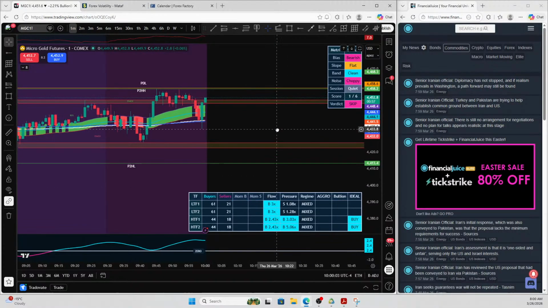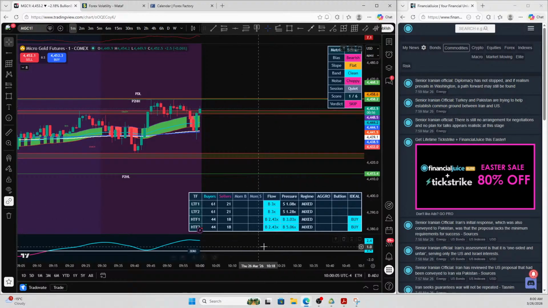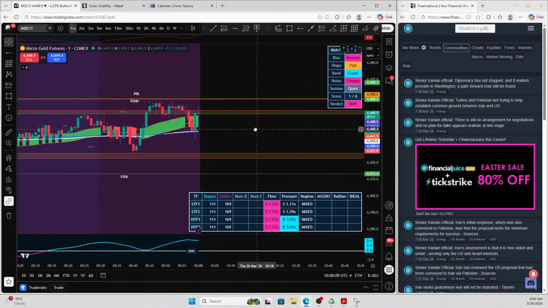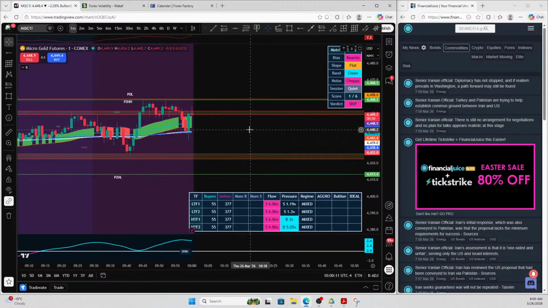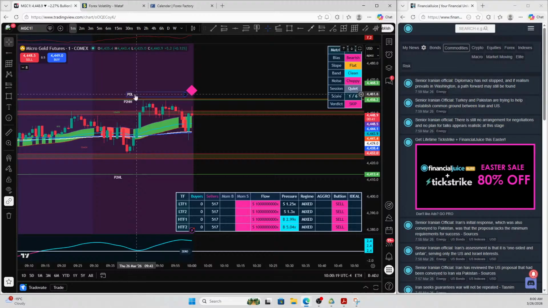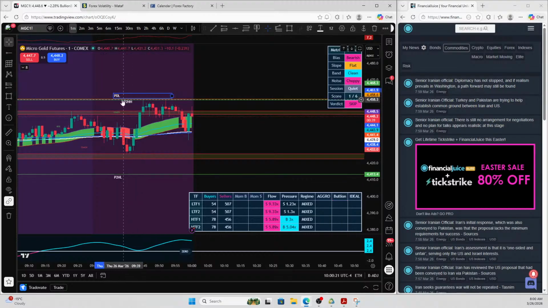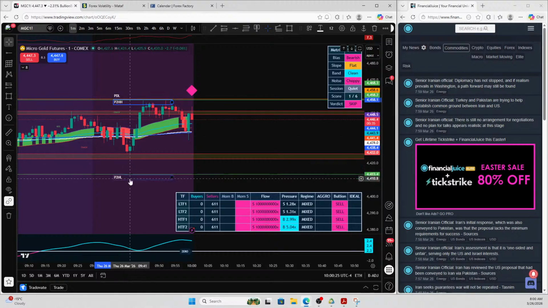Not sure. Right now, volume is... we'll have to wait for now, and we'll have to see how the direction really takes shape. And that's when we will go for our trading setup. Previous 2-hour high, previous daily low, previous 2-hour low.